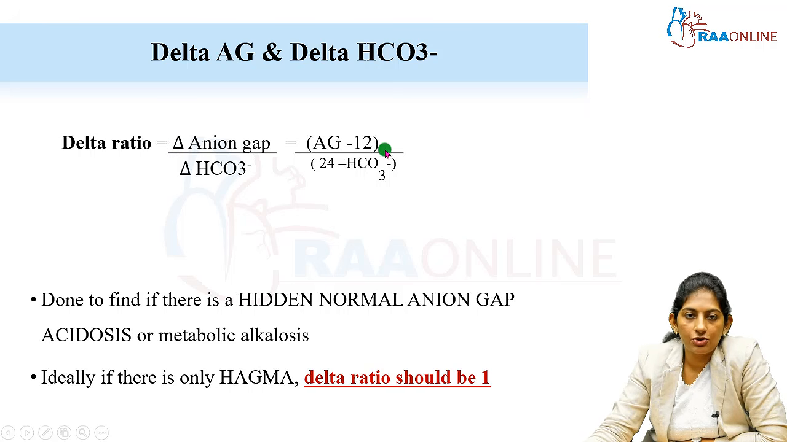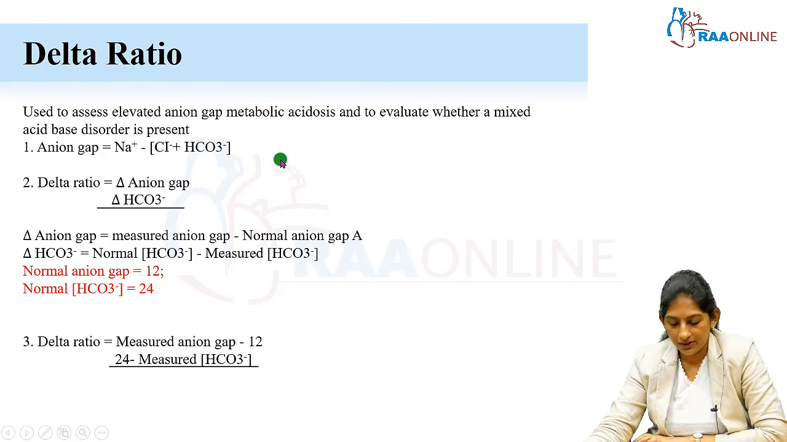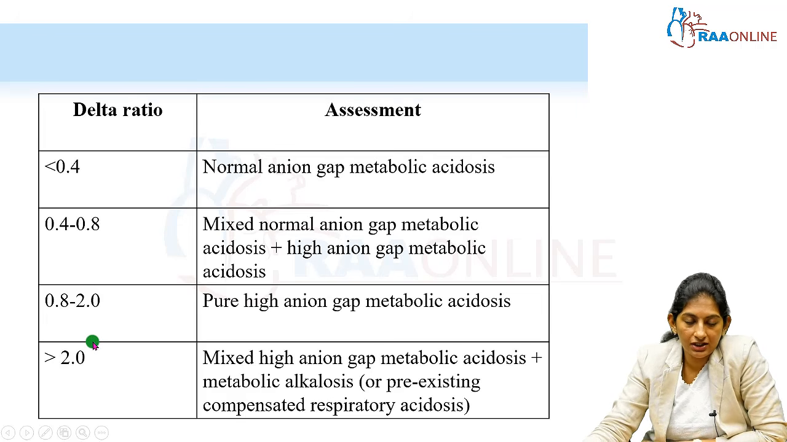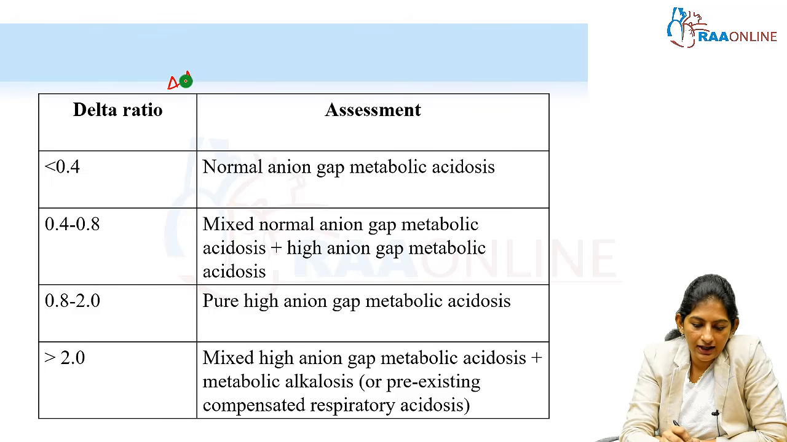We know the normal anion gap is 12, so the anion gap of the patient minus 12 is the delta anion gap. Normal bicarbonate we take as 24, so 24 minus the bicarbonate of the patient gives you the delta bicarbonate. The delta ratio is the delta anion gap divided by the delta bicarbonate. Depending upon the result, we interpret it.